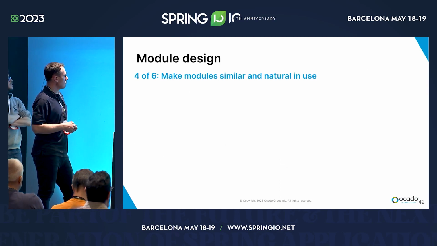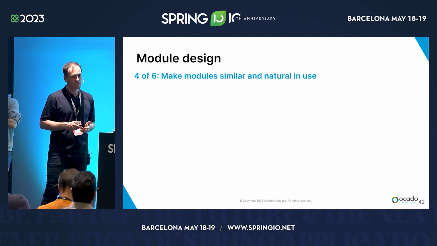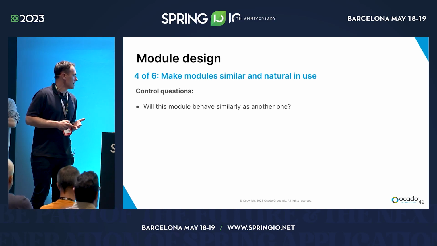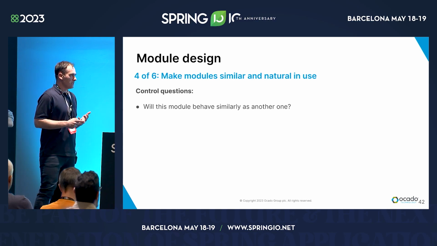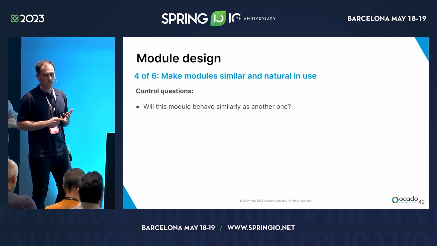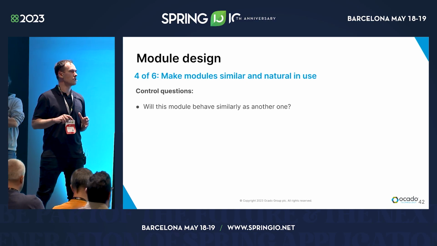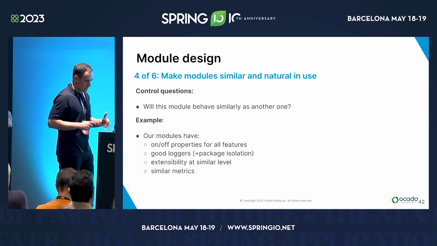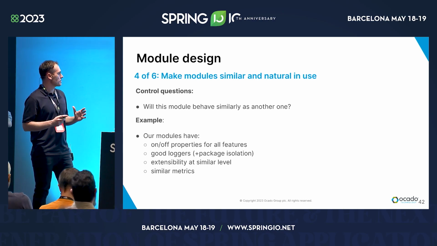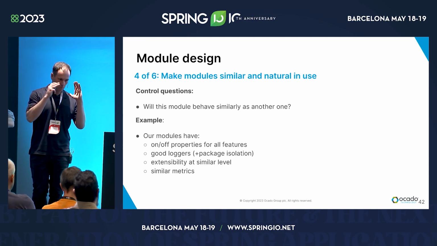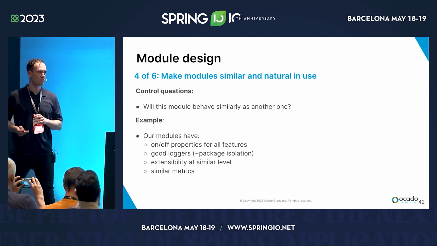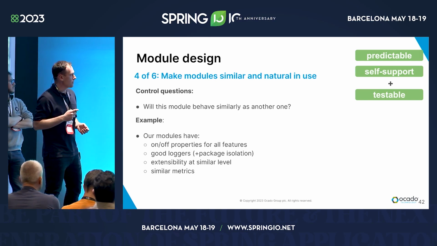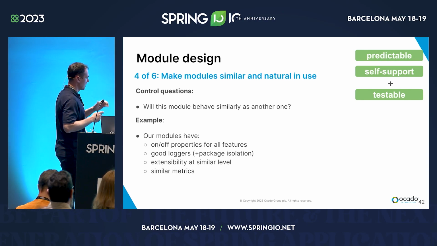Fourth rule: making modules similar and natural in use. Of course, there's no golden rule here. Will the module behave similarly to another one? That's not tricky if the team is aligned on how we want to see modules. It's tricky if you have contributors with their own ideas. It takes time to discuss with them. They may have fantastic ideas, but it's very important that when our user knows how to use one module, he will know how to use other modules, because it helps him self-support and test, and we are predictable. We are not a bunch of guys.